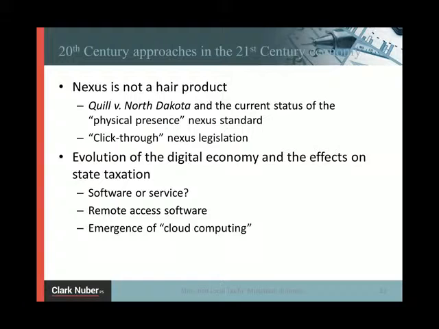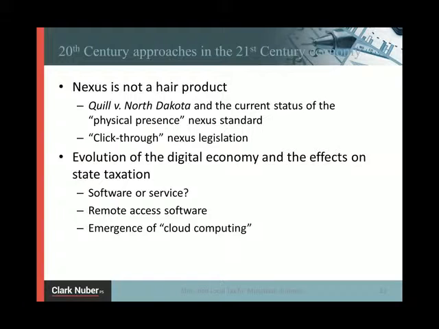So that brings us to the next slide, 20th century approaches in the 21st century economy. And so my first point is nexus is not a hair product. So this concept of nexus is a term that's used in state and local tax to describe the connection between an out-of-state taxpayer and the state that seeks to tax them.